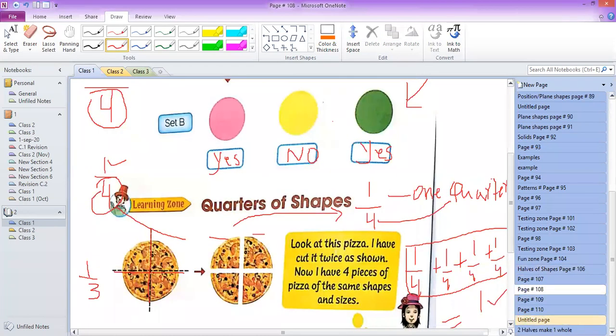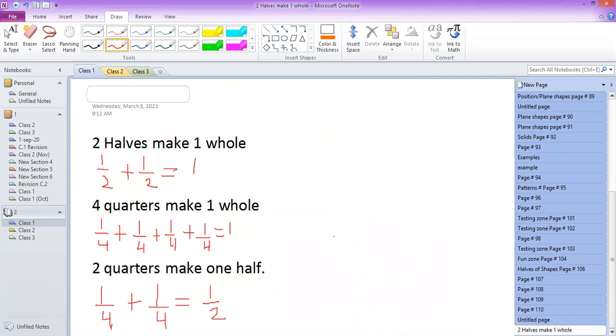So guys, there are some important things which you should know. You can see on the screen, two halves make one whole. What does half mean? Half means 1 over 2. This you should know. When I write 1 over 2, that means I'm talking about halves. Two halves will always make one.